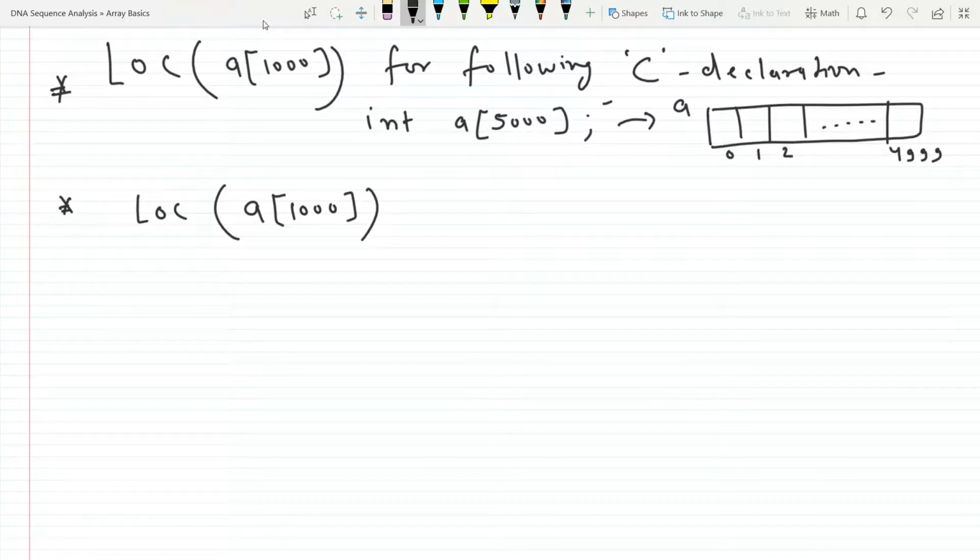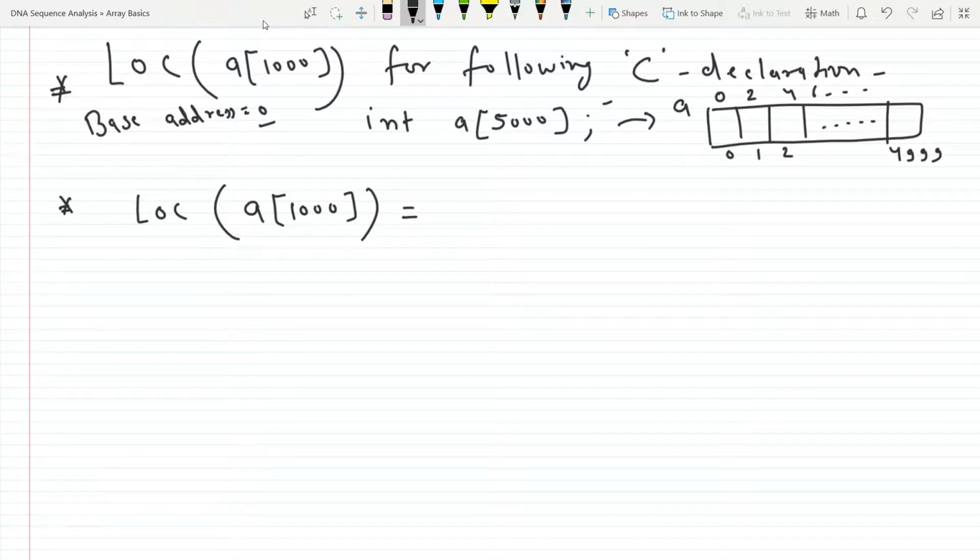Okay. And one more thing is given in the question: they are assuming the base address as 0. Base address as 0 means the starting address of this cell is 0. So now what is the next address? It is 2, because by default an integer takes 2 bytes. So it is 4, it is 6, like this. Okay, so we are supposed to find this.